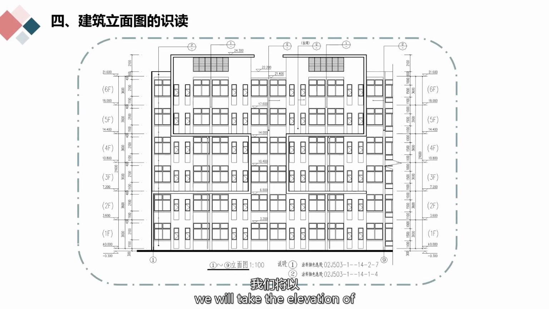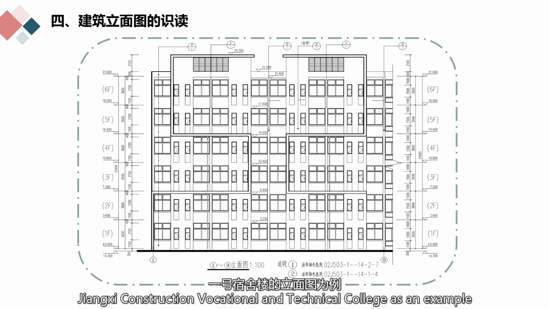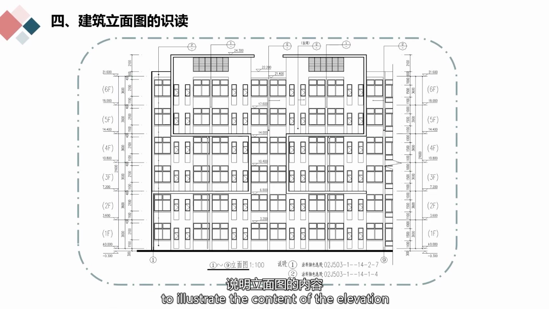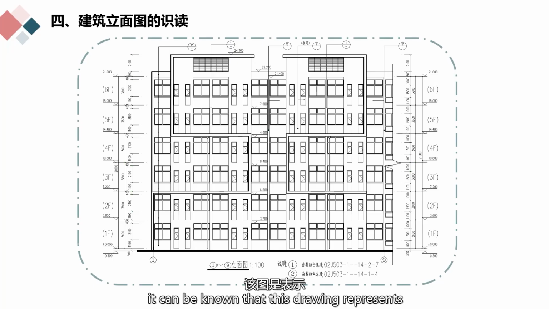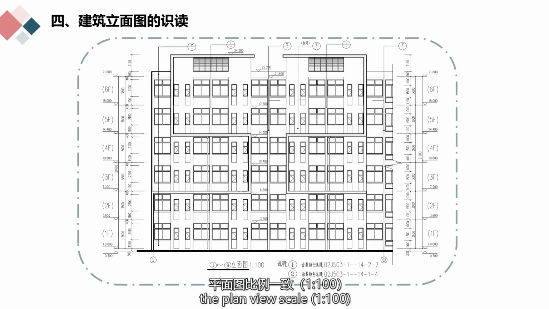Next, we will take the elevation of the number 1 dormitory building of Jiangxi Construction Vocational and Technical College as an example, to illustrate the content of the elevation and its reading method. First, from the drawing name, or the numbering of the axes, it can be known that this drawing represents the elevation facing south of the house. The scale is consistent with the plan view scale, 1 to 100, for easy comparison and reading.